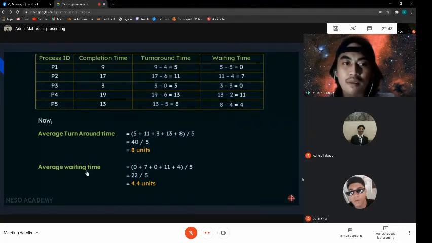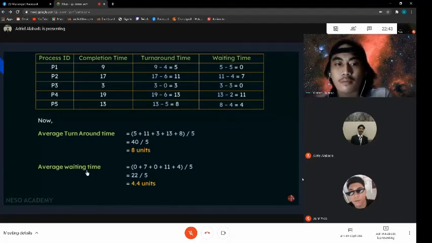To get the average turnaround time, we add the turnaround times and divide by 5. So 5 plus 11 plus 3 plus 13 plus 8 equals 40. Divided by 5 equals 8 units. For average waiting time, 0 plus 7 plus 0 plus 11 plus 4 divided by 5 equals 4.4 units.